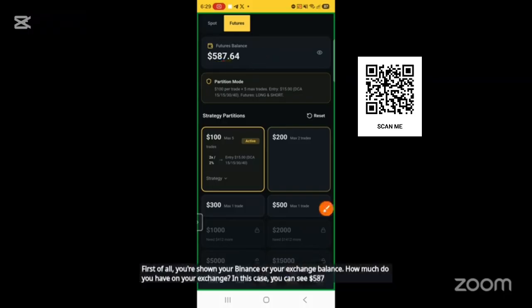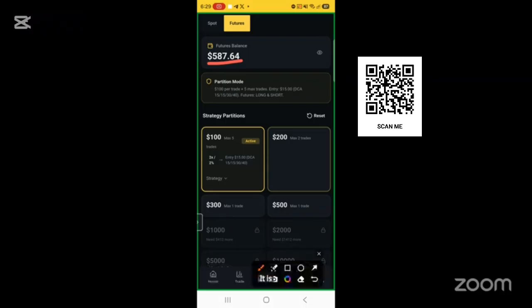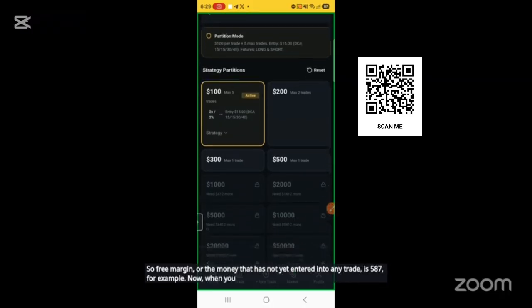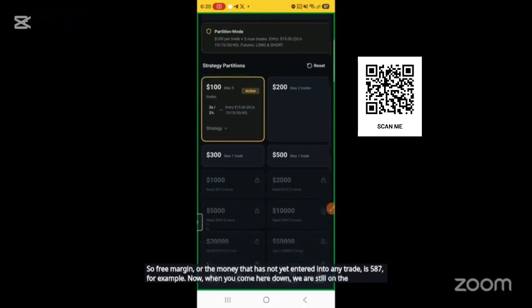$587. This is the free margin. Some of you may say, why is the bot showing me smaller money? On my account, I have $1,000. Why is the bot only showing me $300? It is showing you money that has not yet been committed into any trade. That is the free margin. That is the only money that can be used to enter a new trade. So free margin, or the money that has not yet entered into any trade, is $587, for example. Now, when you come down here, we are still on the steady mode. Remember, there is steady flow and short flow.